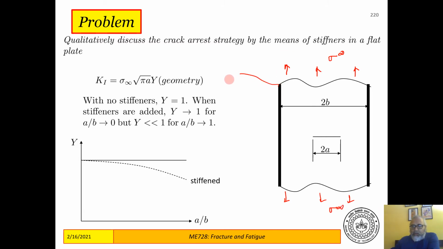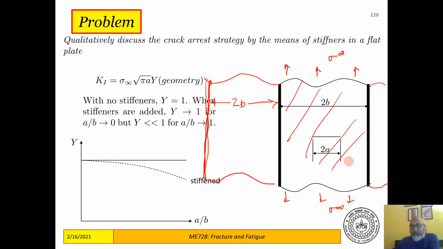Actually the plate is long. It's here, and it is also on this other side, and at intervals of 2b it is stiffened by some strong stiffer members. So this is 2b and this is 2b, and we consider only one period of this stiffened plate and qualitatively try to see how these stiffeners can help in arresting a crack.